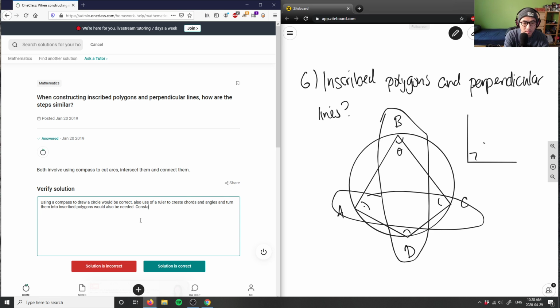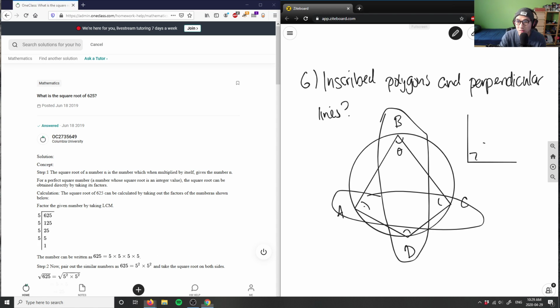Creating or constructing perpendicular lines also requires the use of a ruler and a protractor, to ensure the angle is 90 degrees. You would also use a protractor to measure angles of the inscribed polygon. So again, you would basically need a compass, a ruler, and a protractor here. These are all steps or tools that are similar for creating inscribed polygons and perpendicular lines. So the solution here is correct, but it's kind of empty, but it's okay.